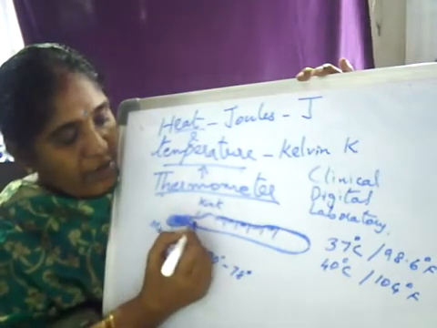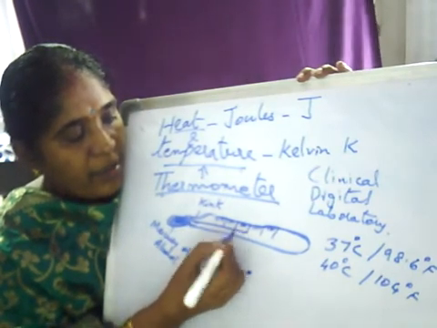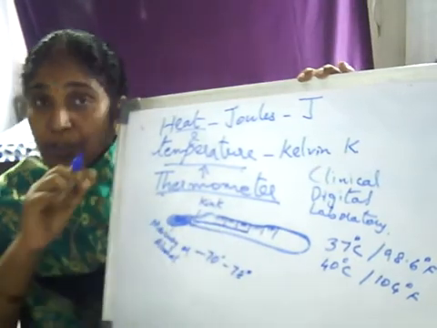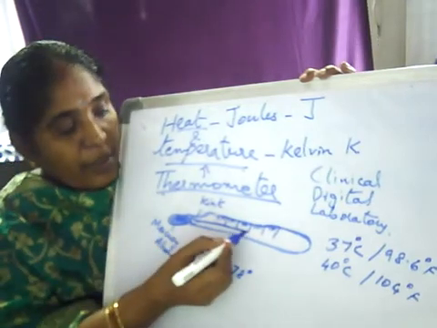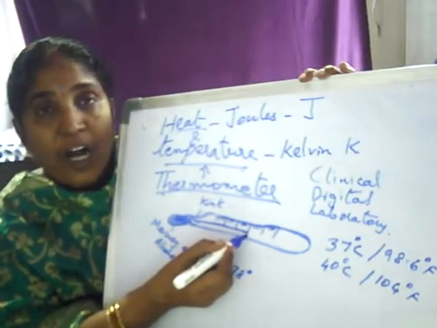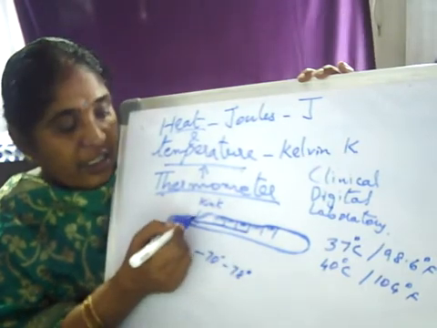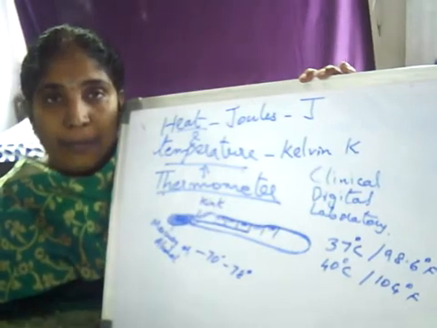It doesn't allow the line of the mercury to fall. For example, if my temperature is this, even though it has been removed from its position and made horizontal, the mercury is standing over here until and unless we read the temperature. This kink doesn't allow the mercury to come back into the bulb.